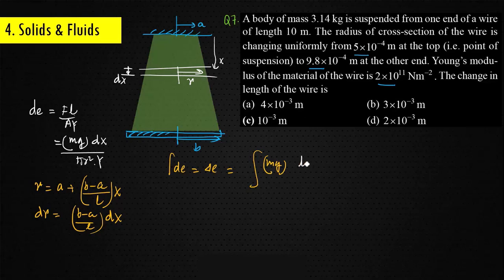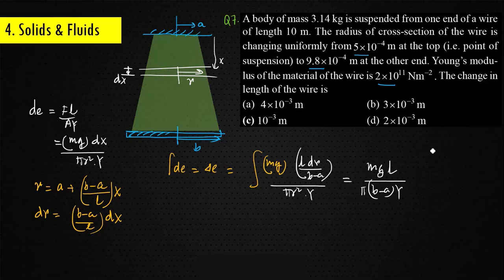Here I am writing dr divided by b minus a as the value of dx, divided by pi r square into 1. Okay, integration of this. So now I have changed the variable in terms of r. Ultimately what I am getting is mg L divided by b minus a into y comes out of the integration, and pi is also there.